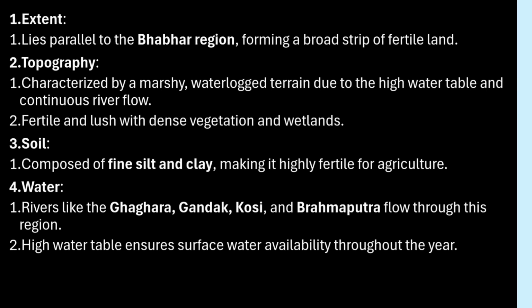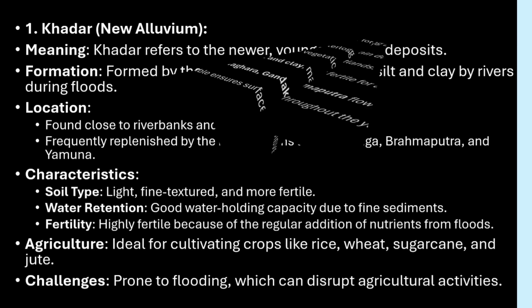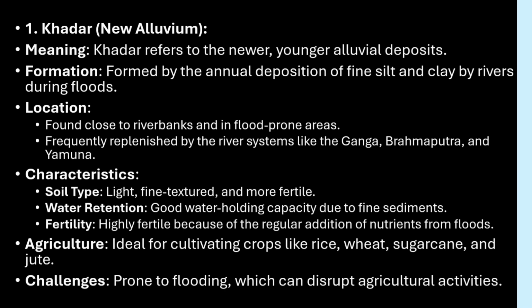Extent: lies parallel to the Bhabar Plains, a broad strip of fertile land. Topography: categorized by marshy, waterlogged terrain due to the high water table and continuous river flow. Soil: fine silt and clay. Water: Ghaghara, Gandak, Kosi, and Brahmaputra flow through this region. Now let's see the two divisions between these beautiful plains.